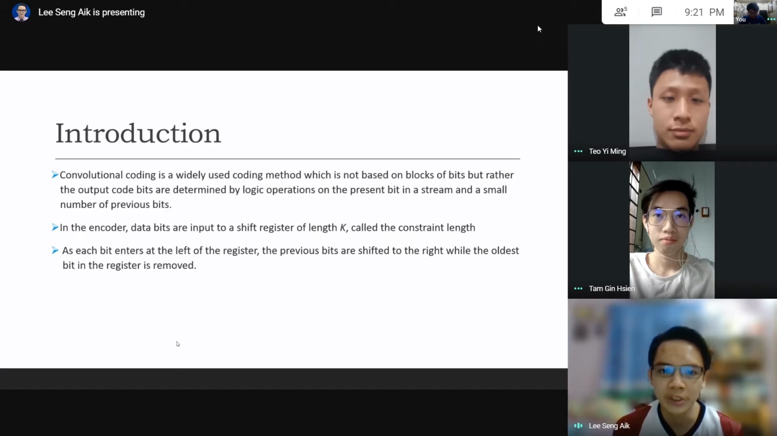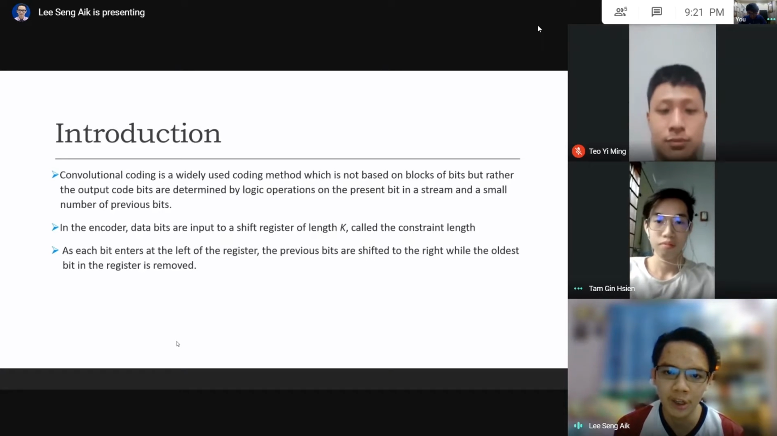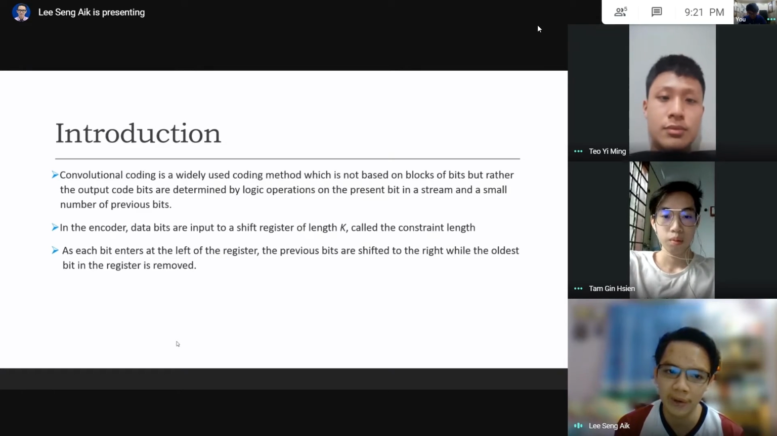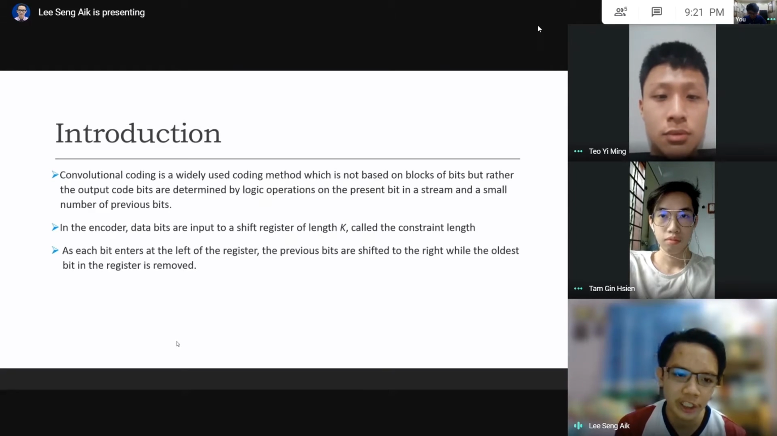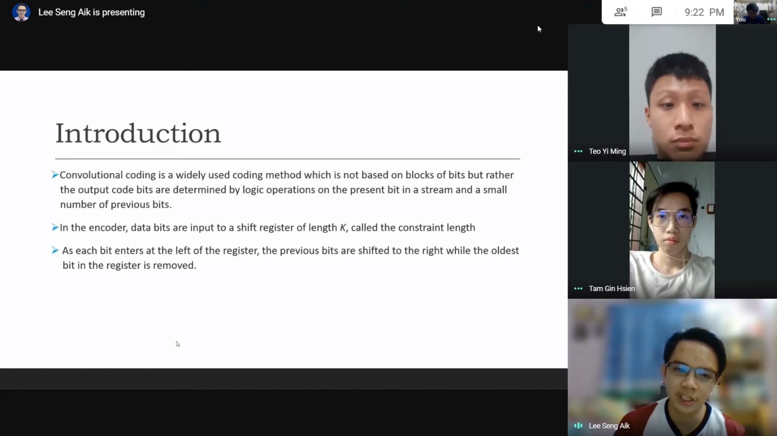Convolution coding is a widely used coding method which is not based on blocks of bits, but rather the output code bits are determined by logic operation on the present bit in a stream and a small number of previous bits. In the encoder, data bits are input to a shift register of length k called the constraint length. As each bit enters at the left of the register, the previous bits are shifted to the right while the oldest bit in the register is removed.